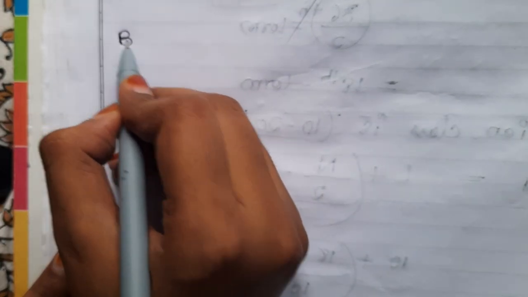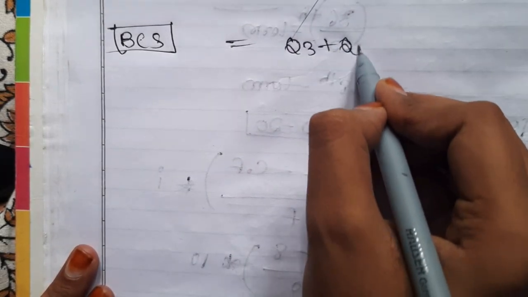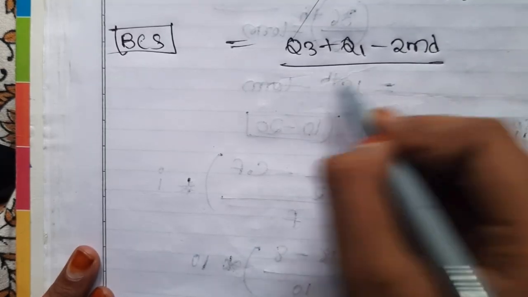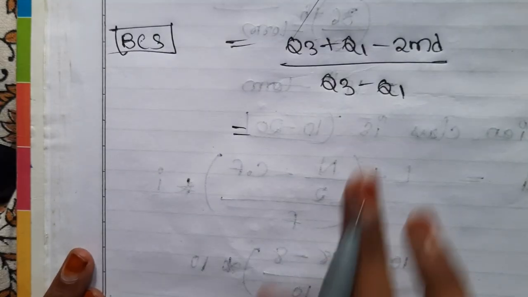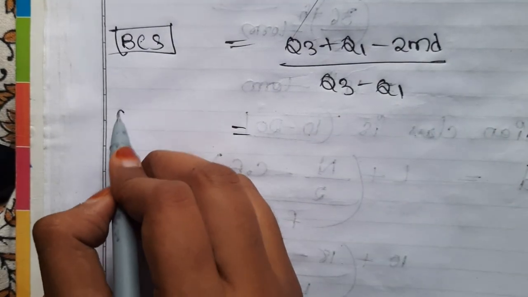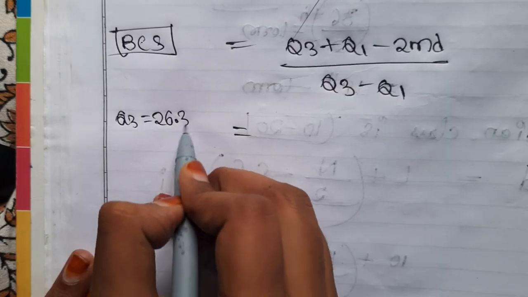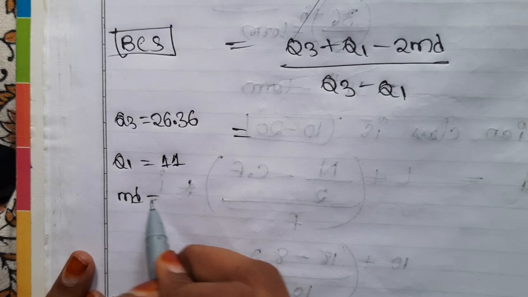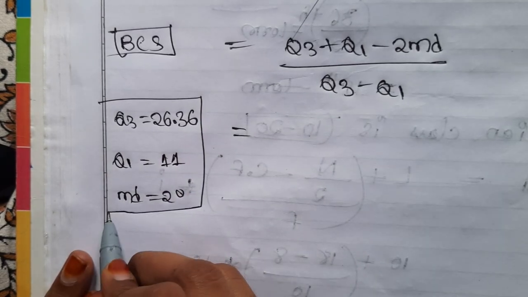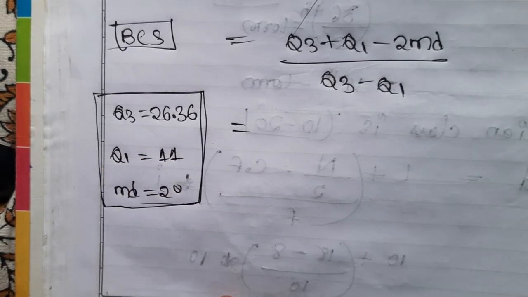Yes or no? So now let us substitute all the values into the formula. Let us just calculate the Bowley's coefficient of skewness. I'm writing in short form, but you have to write it fully. Okay, what is the formula? Formula is Q3 plus Q1 minus 2MD by Q3 minus Q1. We will be substituting all the values into this formula. Q3 was 26.36, right? Previously we have calculated. Q1 was 11 and MD was 20. I'm just writing it roughly. You don't write that in the answer booklet. You can write these in the working notes if you want.